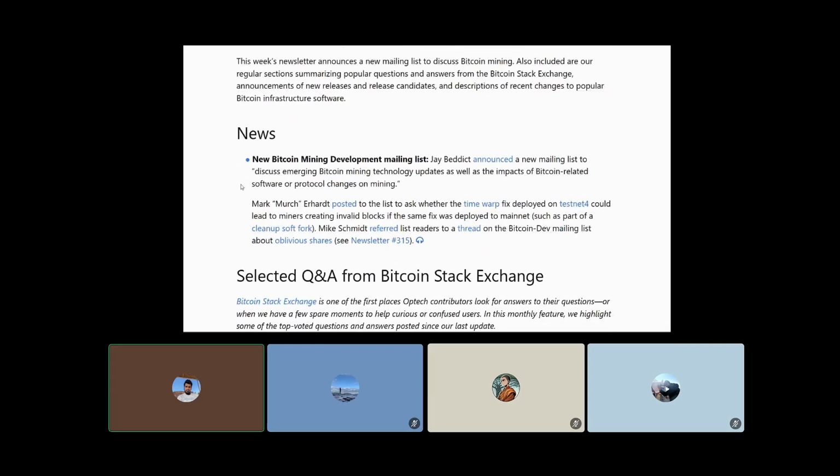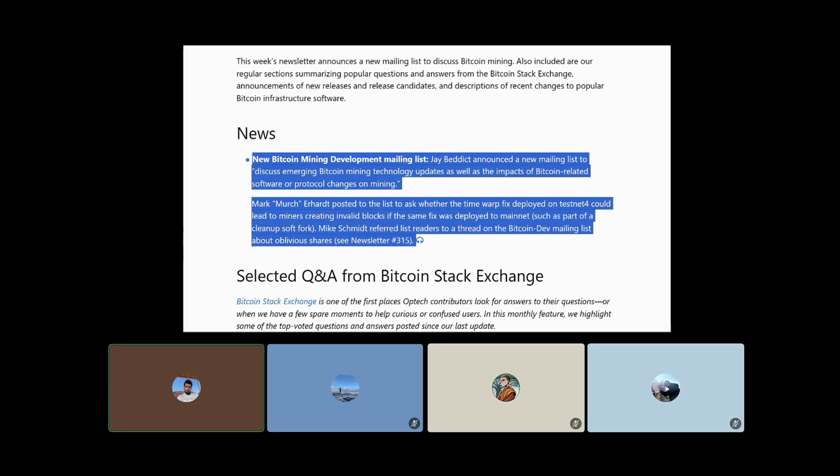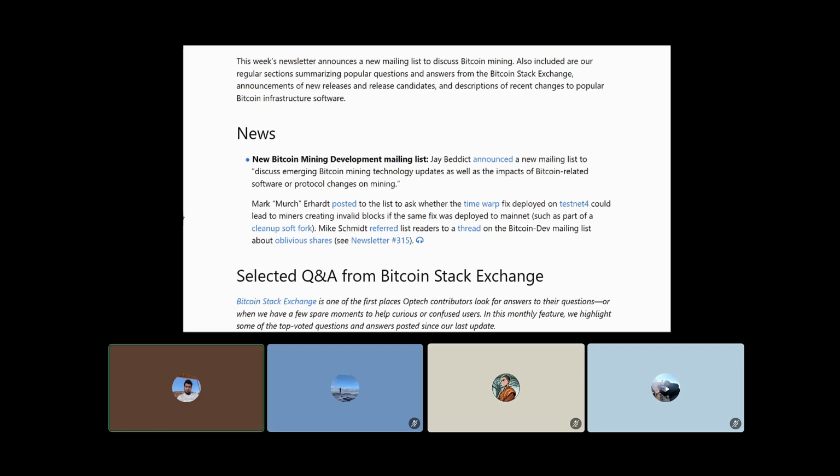This week's news section has just one article that mentions that there is now a new Bitcoin mining development mailing list. For those of you who are intrigued to stay in touch with the latest developments that unfold in the world of Bitcoin mining, you can subscribe to this mailing list. We already have a Bitcoin development mailing list. That is for developers, and now we have a mining development list, which is specific to the latest protocols, the latest developments, tools being built in the world of Bitcoin mining.